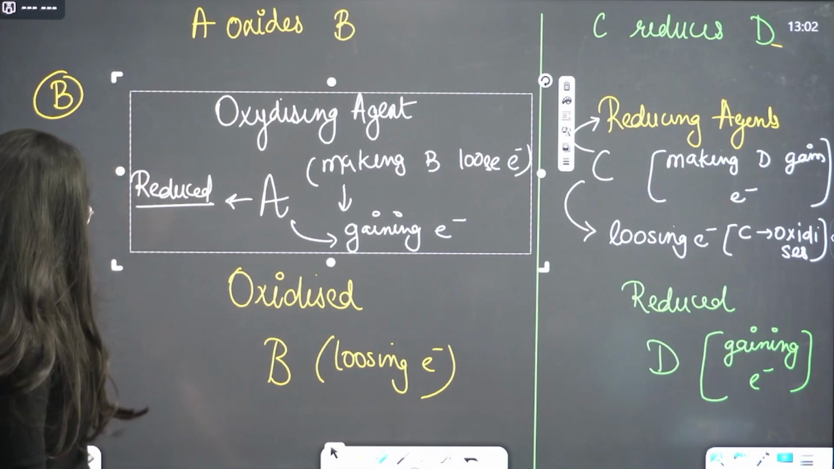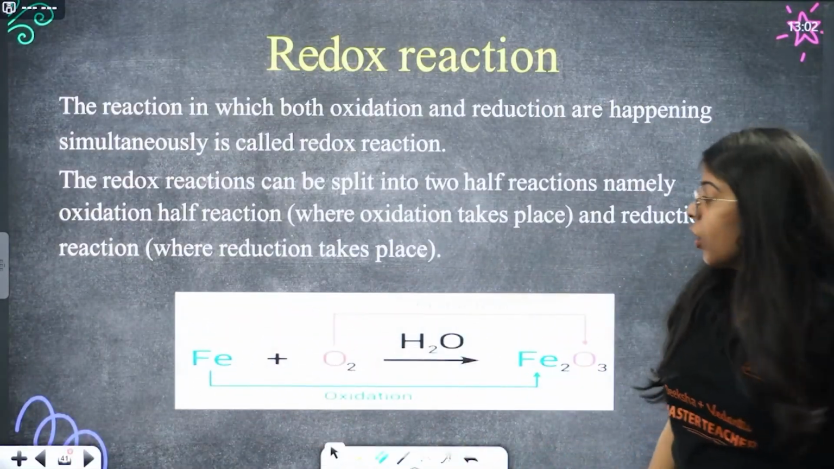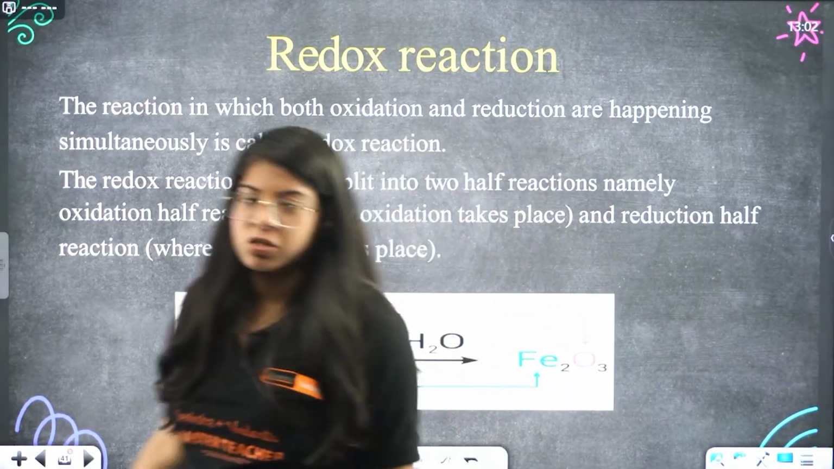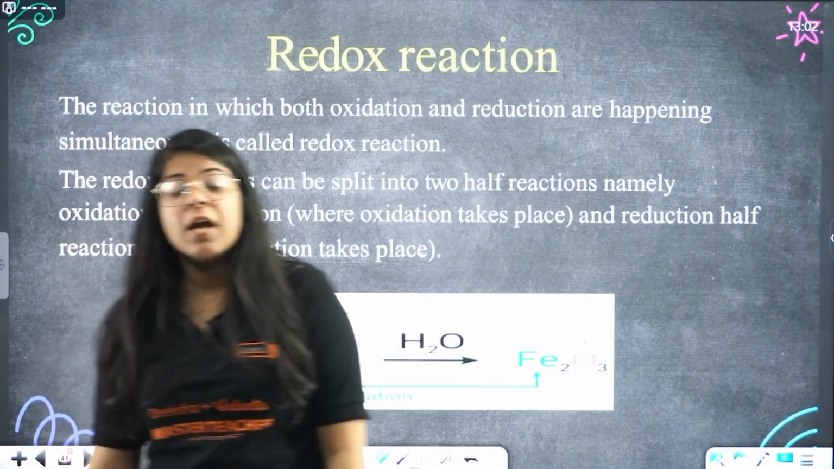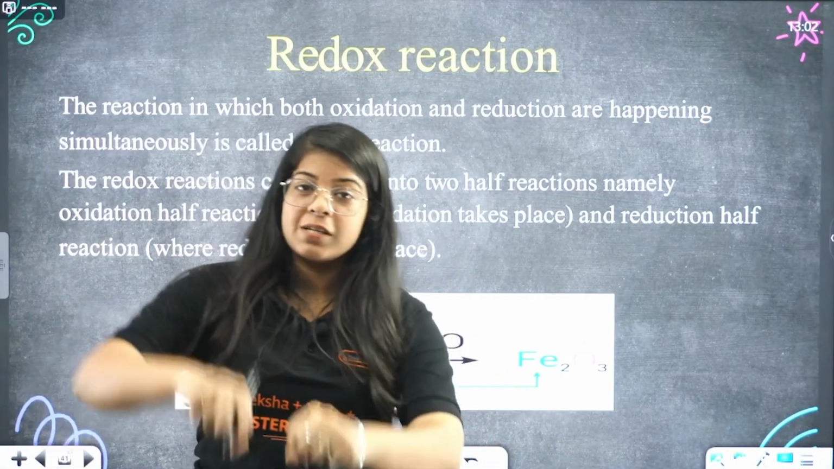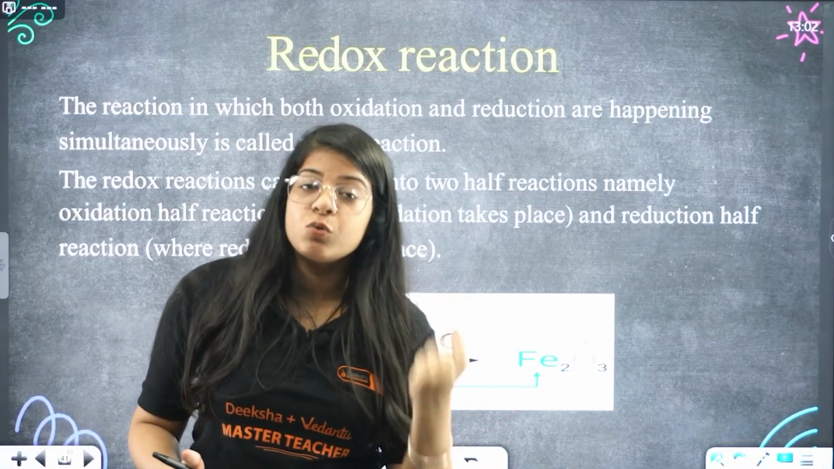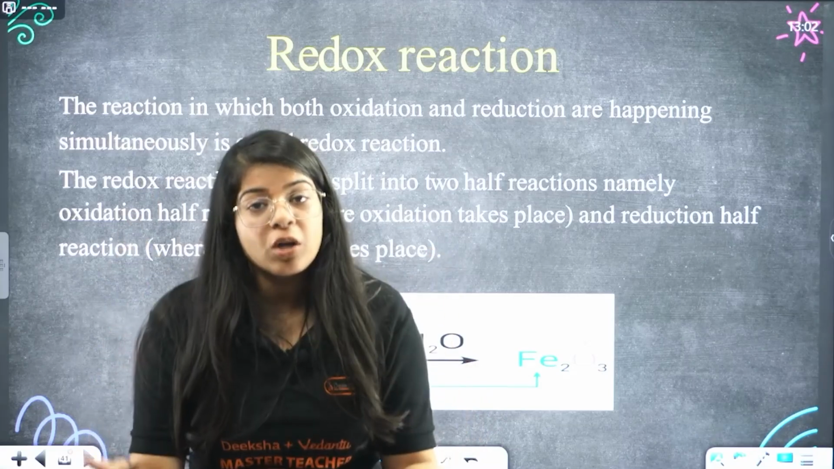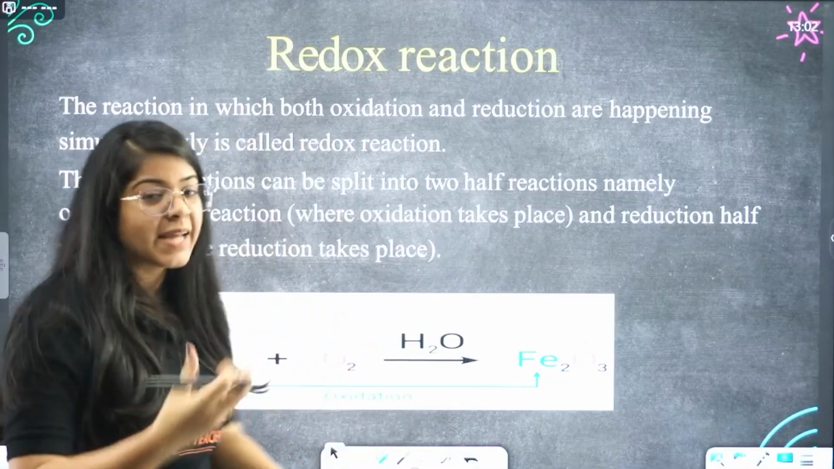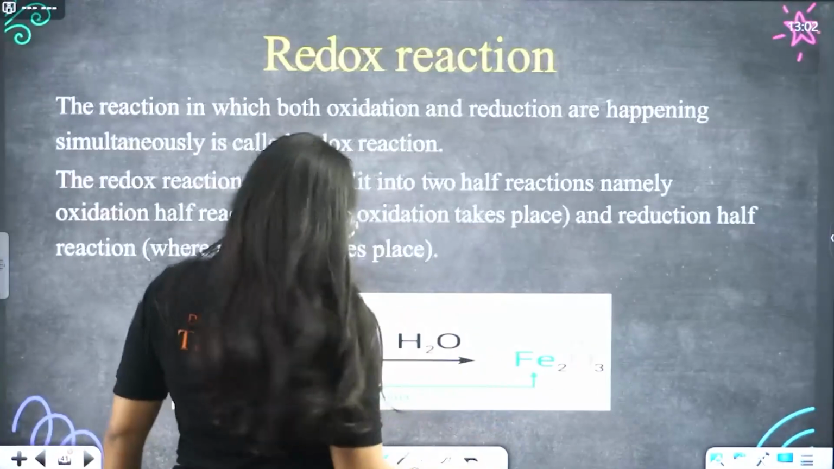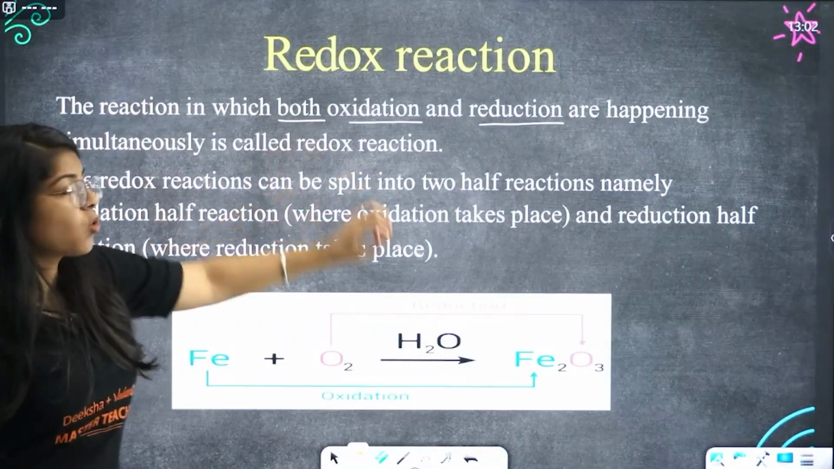Okay, let's move on to the next thing called redox reaction. Now we talked about water, right? Water is splitting into hydrogen and oxygen. Let's say there is a reaction in which hydrogen is gained, oxygen is released, or oxygen is gained, hydrogen is released. In which both oxidation, that is losing of electrons, and reduction, gaining of electrons, are happening. That is called redox, reduction plus oxidation. The reaction in which both oxidation and reduction are happening simultaneously is called a redox reaction.